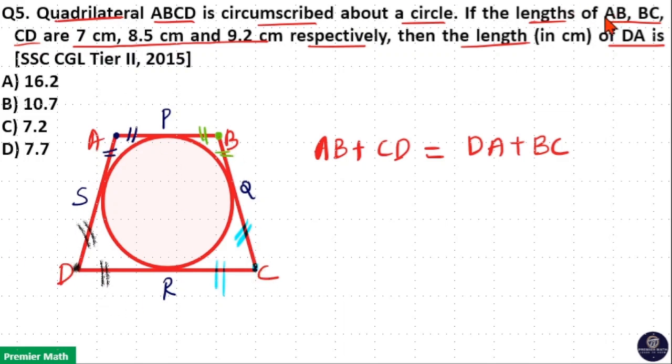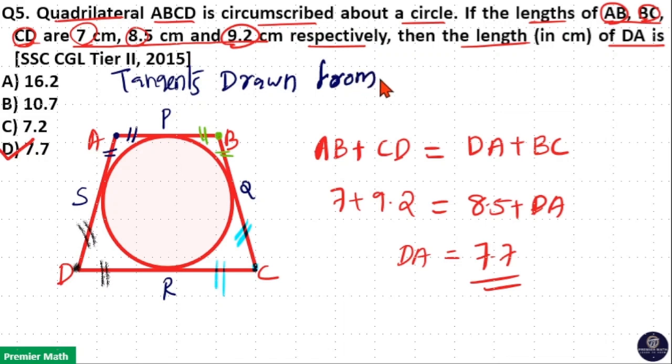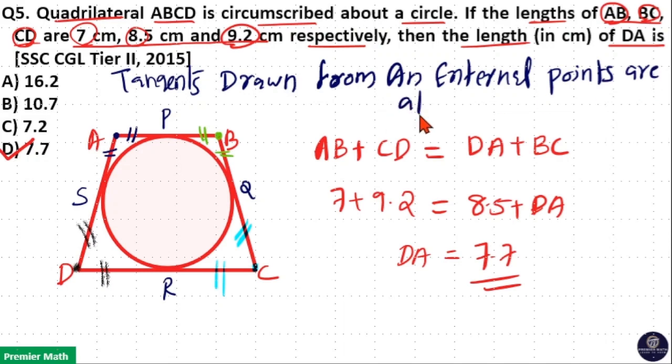So from the question, AB and CD lengths are 7 and 9.2. So 7 plus 9.2 is equal to, BC length is 8.5, 8.5 plus DA. Now 9.2 minus 8.5 is equal to 0.7, which means DA is equal to 7 plus 0.7, 7.7. So option D is your answer. That is, tangents drawn from an external point are always equal.